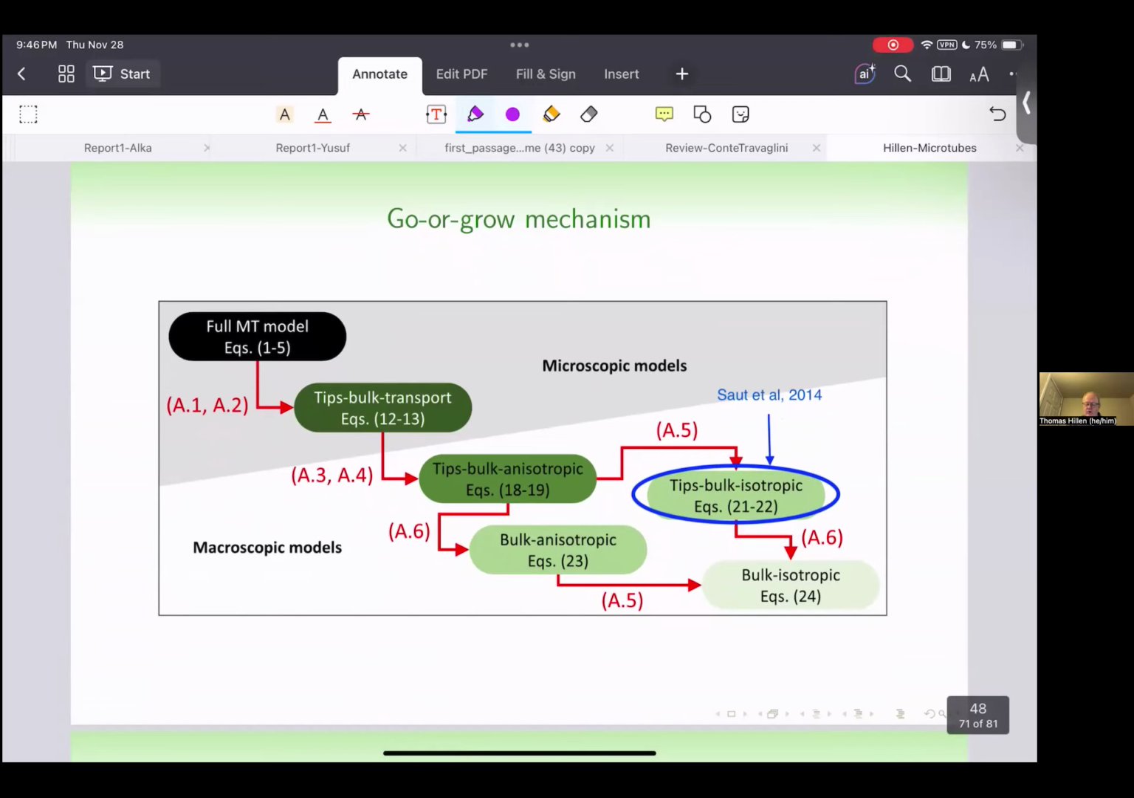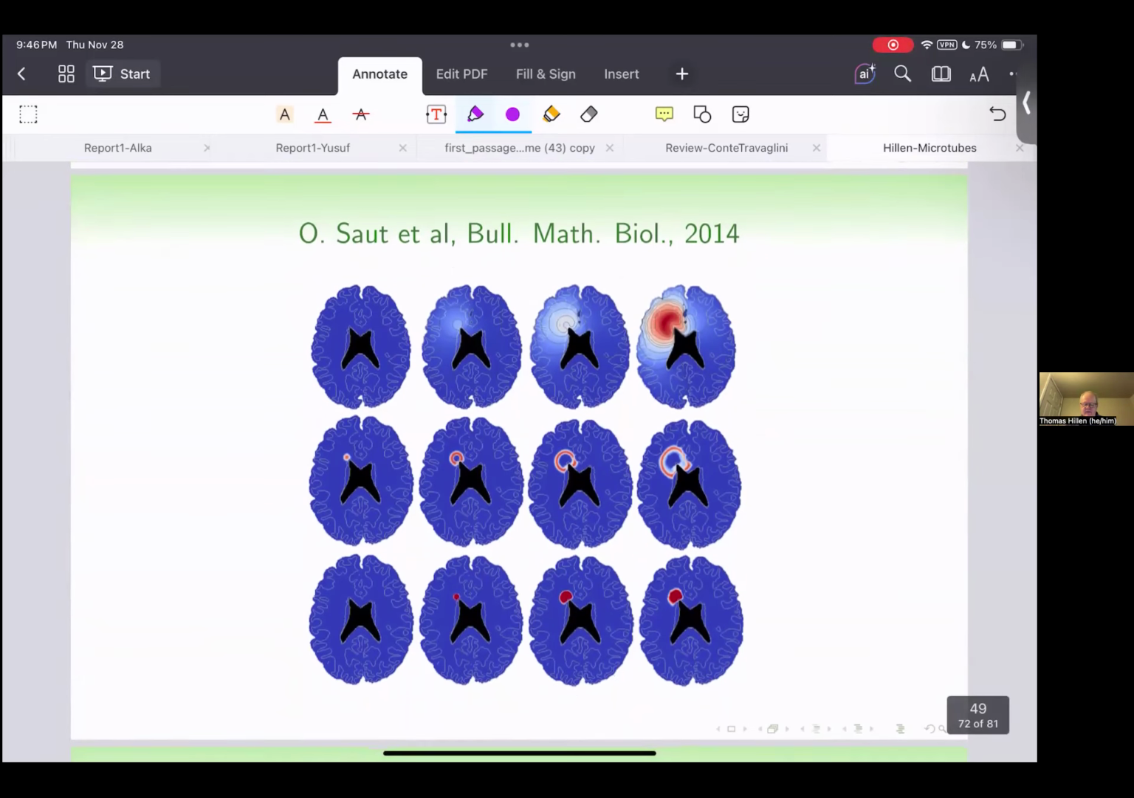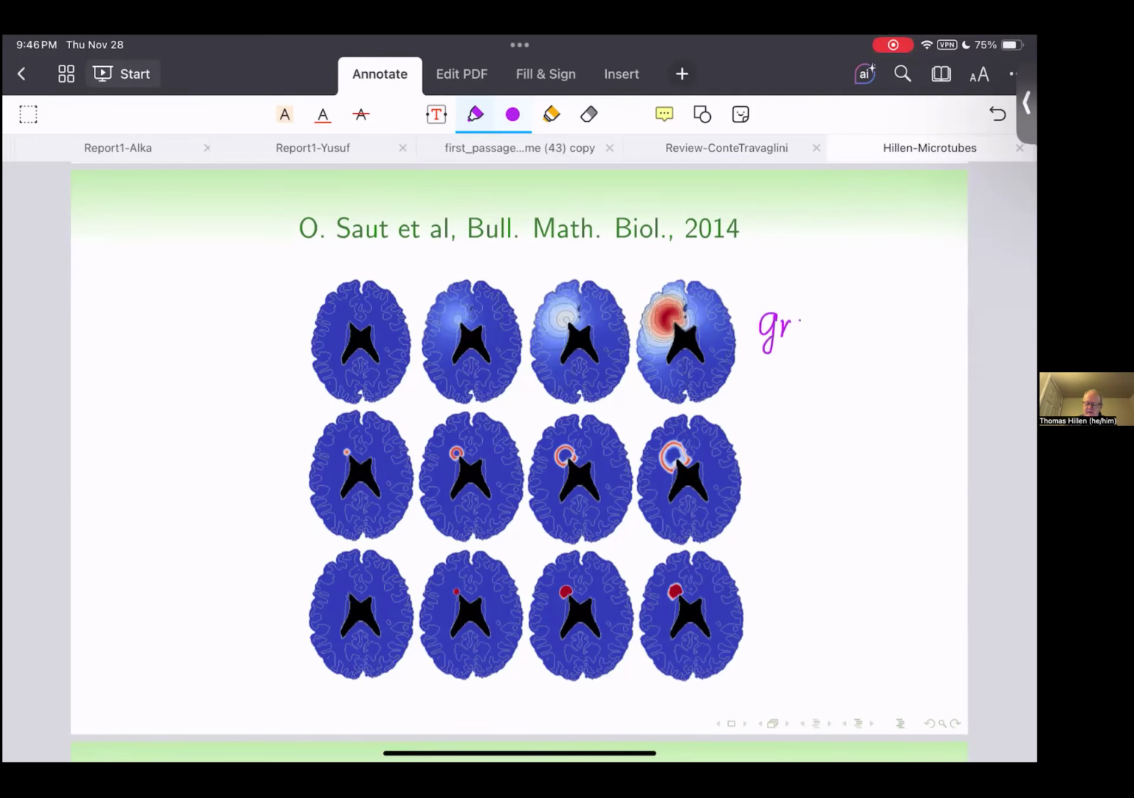The next one is the go or grow mechanism. There's a paper by Olivier Sort from 2014, and the simulations look like this. This is the growing compartment, grow. This is the invading compartment, so go or grow. And then they have a necrotic core, which I did not have in my equations. This is the inner part of the tumor where there's not enough oxygen to grow, so they become necrotic. But the major type is go or grow.